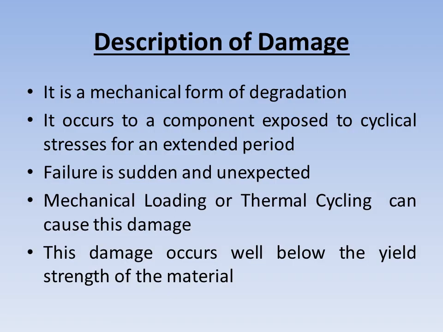Description of damage. Read the complete description from the codebook. The points that are here are: it is a mechanical form of degradation. It occurs to a component exposed to cyclic stresses for an extended period. 2 points are here. One is cyclic stress and the second is extended period. Failure is sudden and unexpected for mechanical damage.